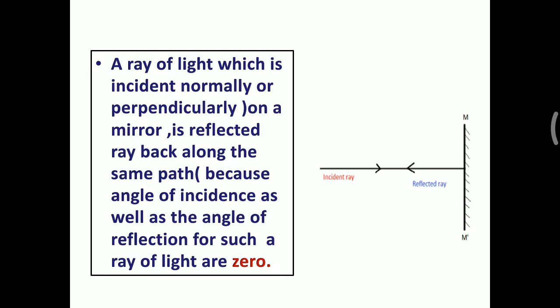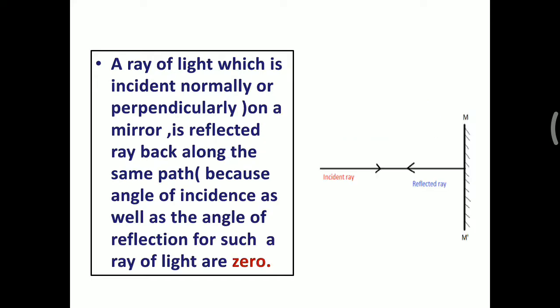The next question: a ray of light which is incident normally or perpendicularly on a plane mirror is reflected back along the same path, because the angle of incidence as well as the angle of reflection for such a ray of light are 0. Look at this image. Here I have drawn the plane mirror. When light strikes a plane mirror perpendicularly, or along the normal to the plane mirror, the incident ray and reflected ray are both on the same path. So there is no angle of incidence and no angle of reflection; both are 0. Here I have drawn two arrow marks: one arrow represents the incident ray, and the other represents the reflected ray.